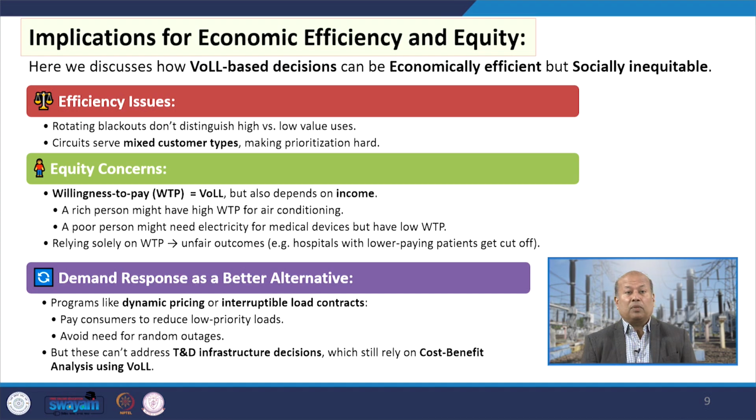Demand response is a better alternative, where programs like dynamic pricing or interruptible load contracts pay consumers to reduce low priority loads and avoid the need for random outages, but this can't address T&D infrastructure decisions. We still rely on cost benefit analysis using VoLL.